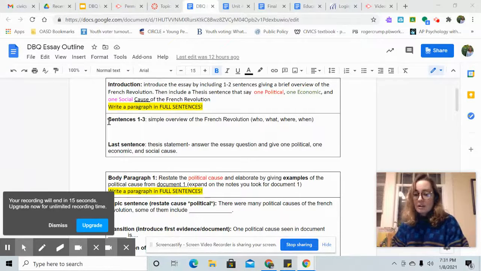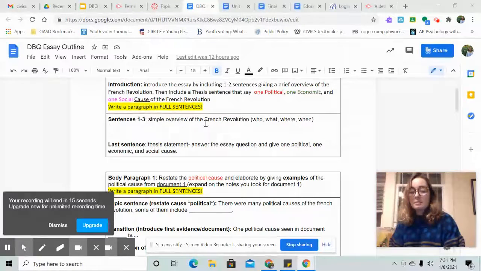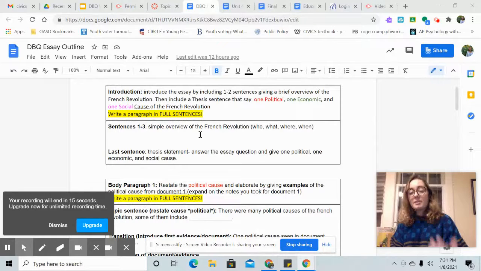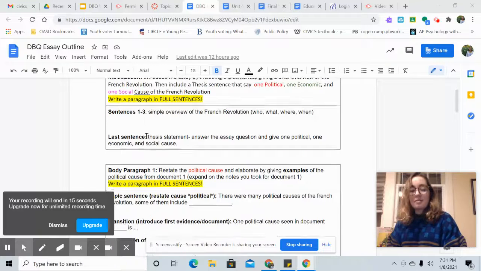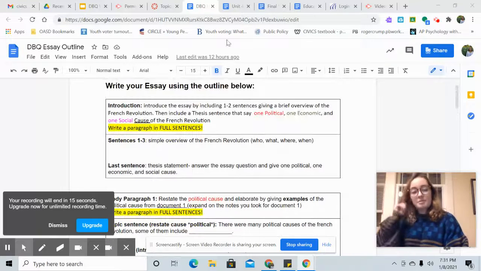In this case, we're talking about the French Revolution, so just give a simple overview of what the French Revolution is all about. For example, the French Revolution was a movement in which people in the third estate rose up against the government, against the monarchy, to try and make change. So just give a simple, basic overview of what happened in the French Revolution.